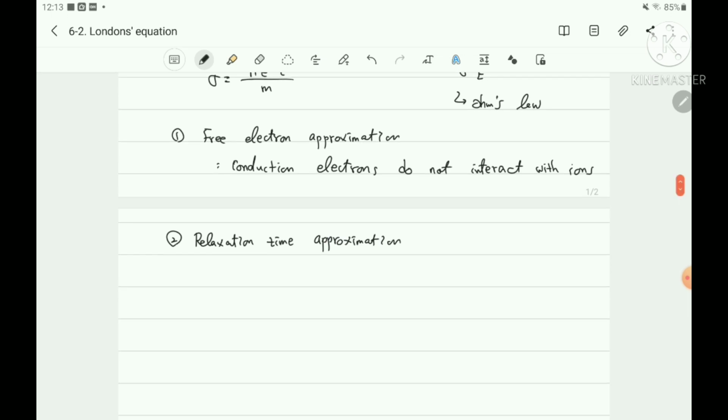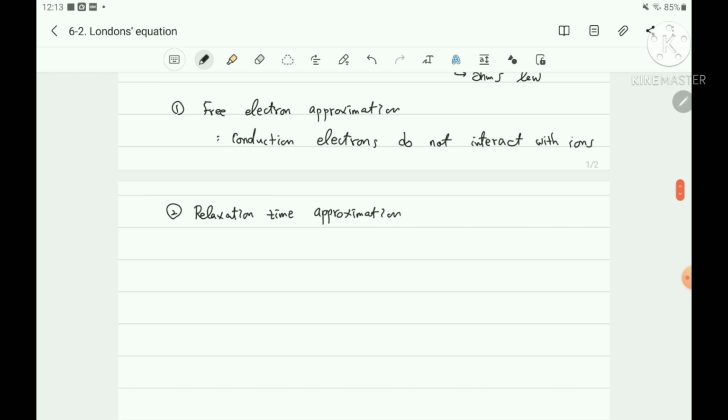The relaxation time approximation is that, for the scattering of electrons, there is a relaxation time. Relaxation time is the time period for the scattering with impurities or imperfections. Electrons collide elastically with cations by an average of about 1 picosecond.